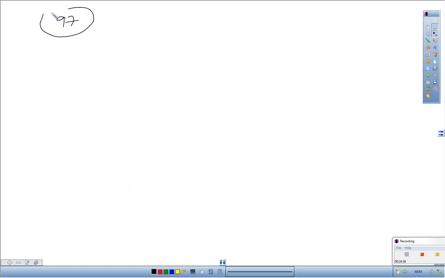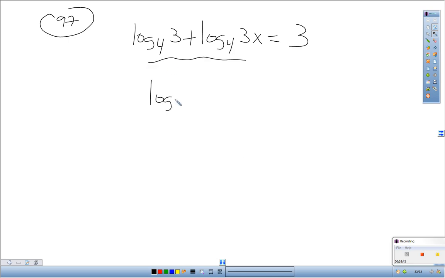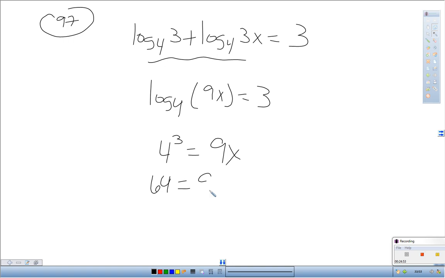Alright, for 97, I have log base 4 of 3 plus log base 4 of 3x equals 3. I'm going to condense this log, so I'm going to get log base 4 of 9x is equal to 3. This log equals a number, so I'm going to rewrite it as 4 to the third equals 9x. So that would be 64 equals 9x, and then divide by 9. That gives my answer of 64 over 9.